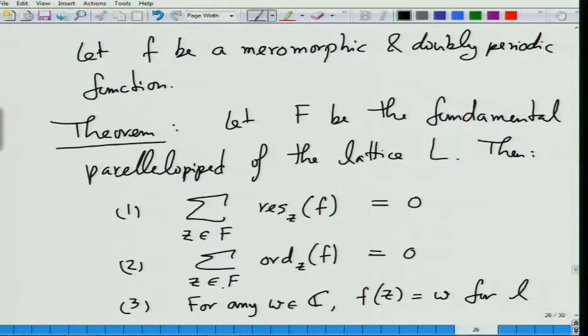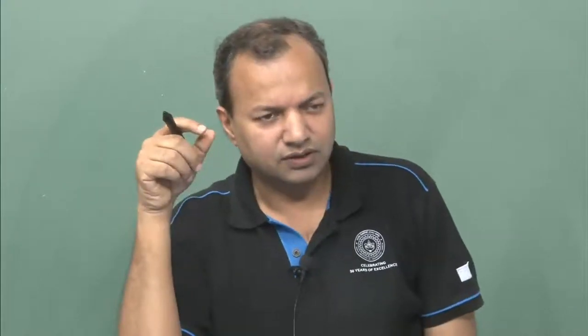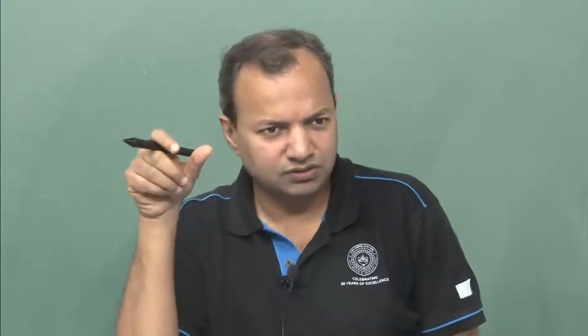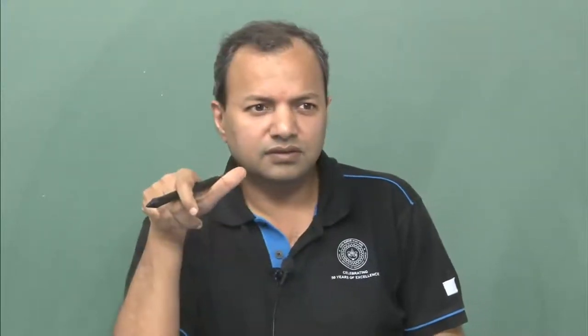Second, the sum over all such points in F of the order of f at z is 0. What's the order of f at z? Well, if f has a 0 at z, then the order is the smallest non-zero power of the power series at z. And if f has a pole at z, then it is the largest negative power that is non-zero. Okay. So the sum over the orders is also 0.